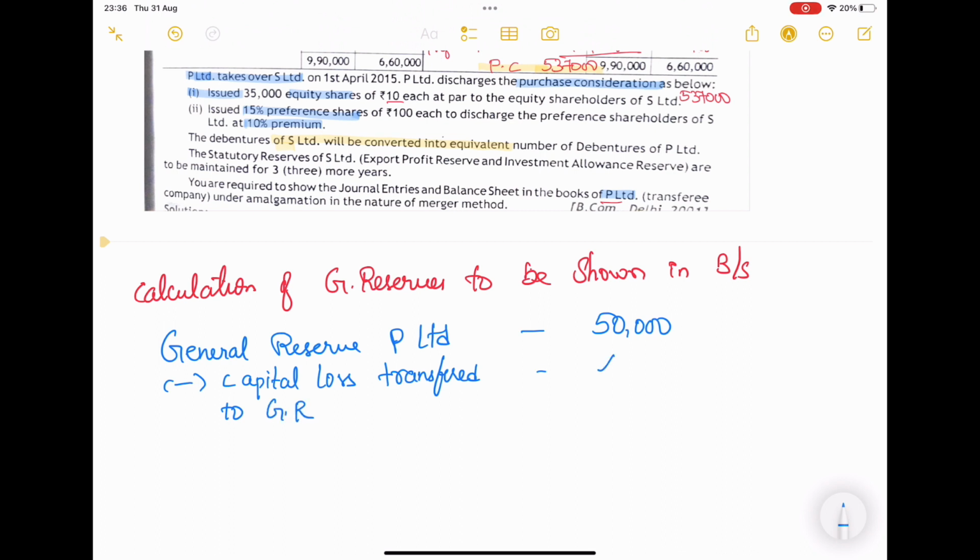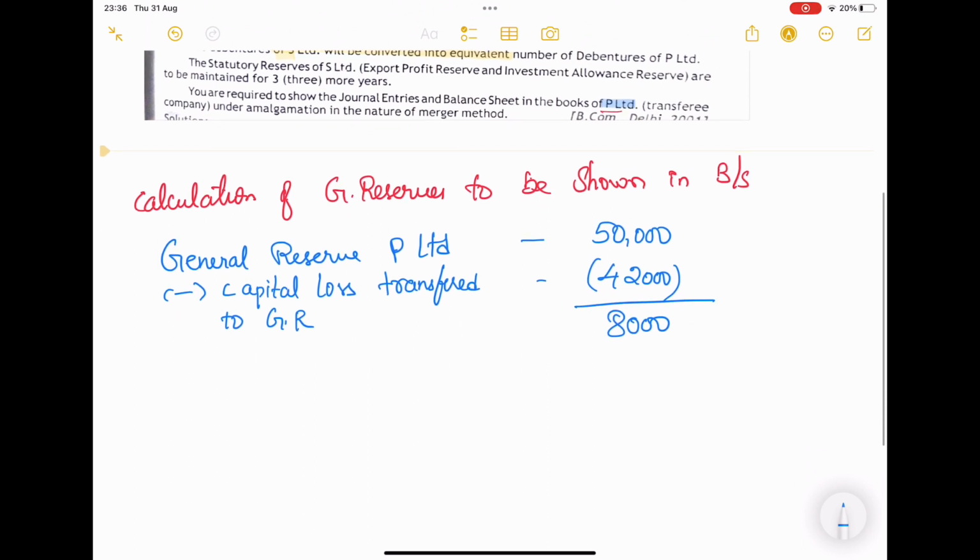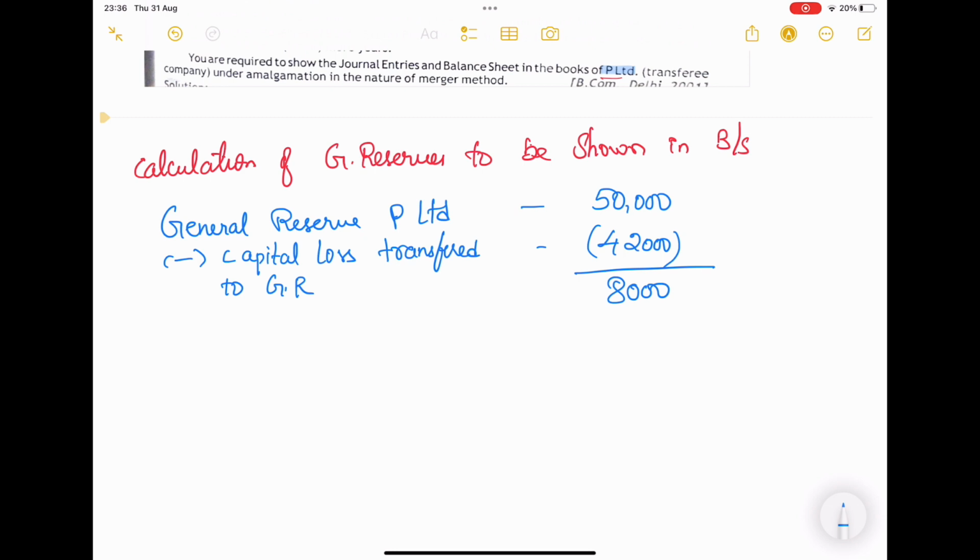We are going to transfer 42,000. Loss, isn't it? If you have loss, we have to deduct it. So 8,000 is the value. Got it? This is how we are going to calculate. Very easy, simple one. Or this can be done in another way.